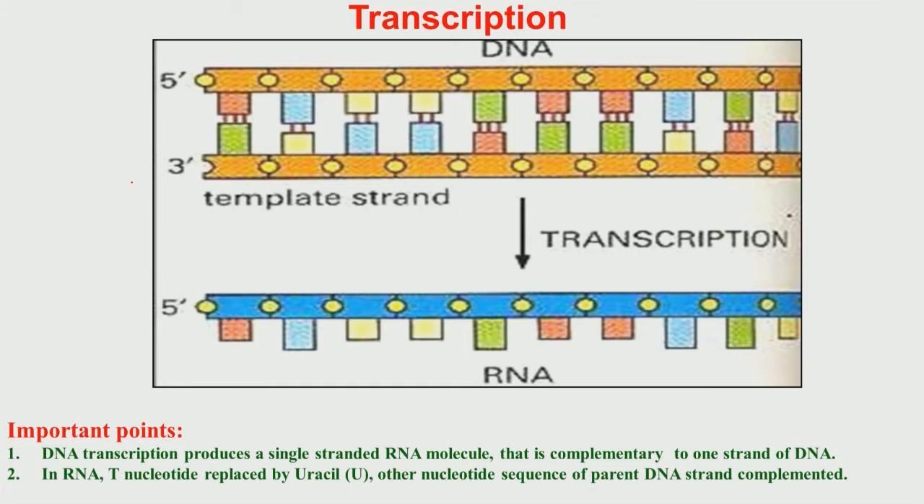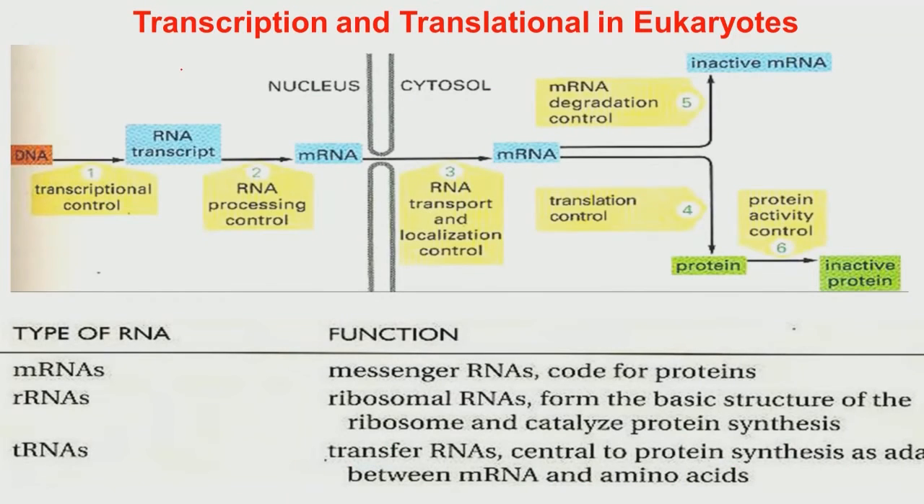So, this is mentioned here. DNA transcription produces a single stranded RNA molecule that is complementary to one strand of DNA. What it means is, 5 prime 3 prime, and then it is complementary when it forms that RNA in the transcription process. And remember, in a eukaryotic cell, this transcription process always takes place well within the nucleus. So, this has been shown here.